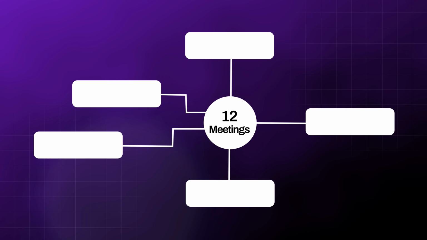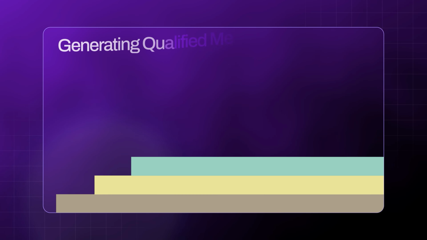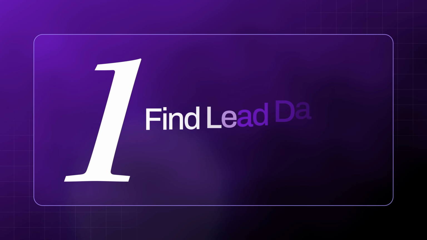And in today's video, I'll be showing you the exact workflow we use in order to generate over 12 qualified meetings every single month using HeyReach, so you can simply replicate it and copy and paste this exact process into your own business. Now, just so that we're on the same page, this will in total require an 8-step process, the first step of which would be to find lead data.